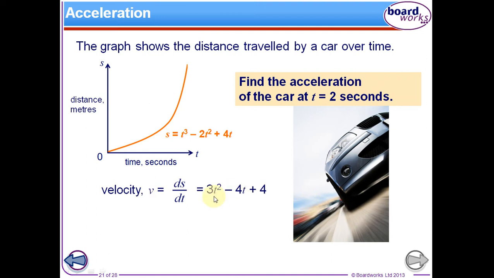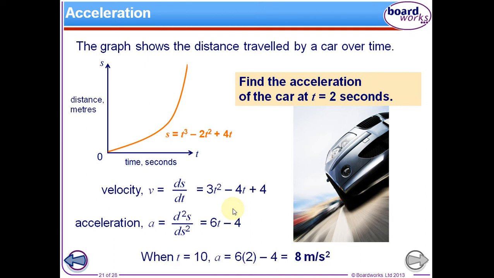So when you differentiate first, you have this. But we are looking for acceleration, so you have to differentiate a second time. Differentiate again, that will be 6t minus 4. Then at t equals 2, you substitute 2 here, so you have 6 times 2 minus 4, and that's the answer here.